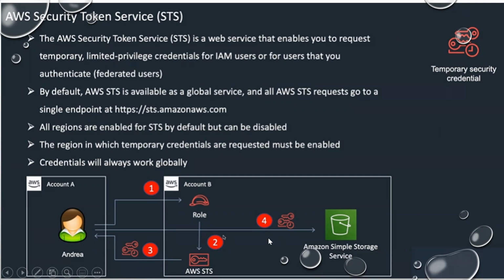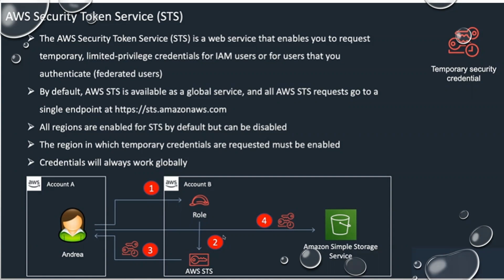Okay. So here, if you see Andrea, who is a user in account A, wants access to account B. Okay. So in account B, I create a STS token for her, means a temporary credential for her. And then I share it with her, and then she is able to access my component, which is in account B. So this is a very simple example of a STS token. So just remember one thing, STS token is used for temporary access.